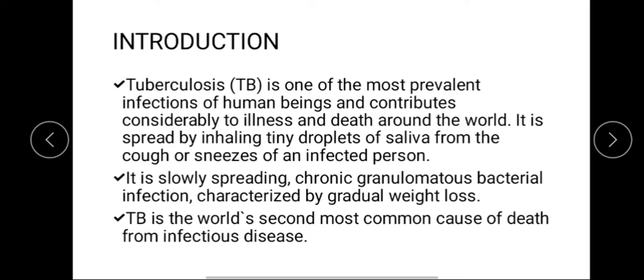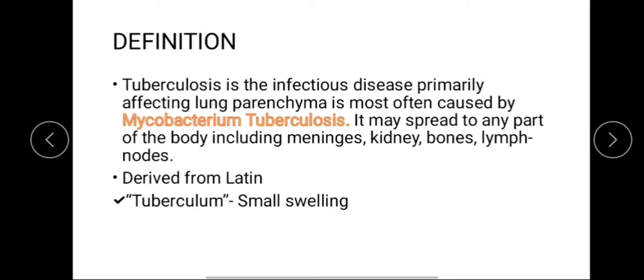So basically, there are many types of TB, but it mainly, or primarily, infects the lungs, the parenchymal lung tissue. Okay, so it infects the lungs. Let's see the definition. Tuberculosis is an infectious disease primarily affecting the lung parenchyma. It is most often caused by Mycobacterium tuberculosis. It may spread to any part of the body, including the meninges, kidney, bones, and lymph nodes.